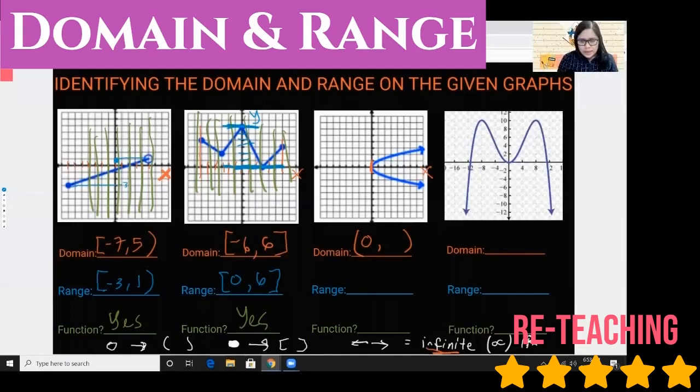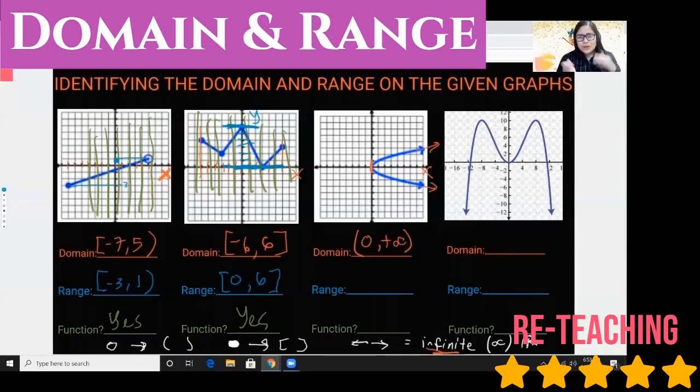So that means this graph expands infinitely, from 0 to infinity. It will not stop. That is the meaning of the arrow. So all the positive real numbers are included in the domain. We can write positive infinite numbers, or you may also write positive real numbers, all real numbers. Any question about that? If there's no question, we'll proceed to the range.